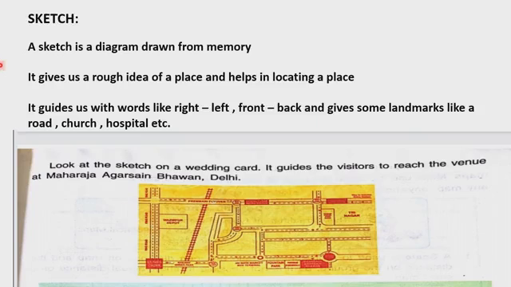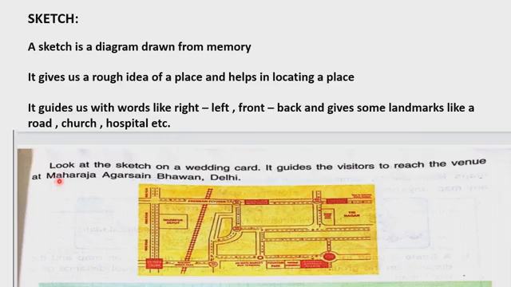Next, sketch. What is a sketch, children? A sketch is a diagram drawn from memory, children. It gives us a rough idea of a place and helps in locating a place. It guides us with words like right, left, front, back, and gives some landmarks like a road, church, hospital, etc.